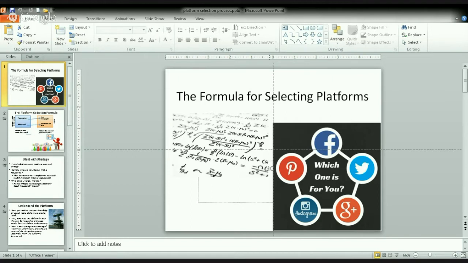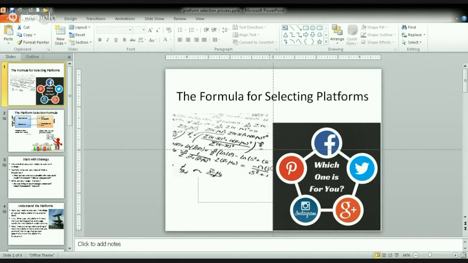Start with strategy. The whole discussion from this point on needs to deal with these two strategic elements. First off, what are your social media objectives? What do you want to accomplish? Awareness, engagement? And who are your target markets? Are you trying to reach younger consumers, older, professional consumers, women? Who are you trying to reach?